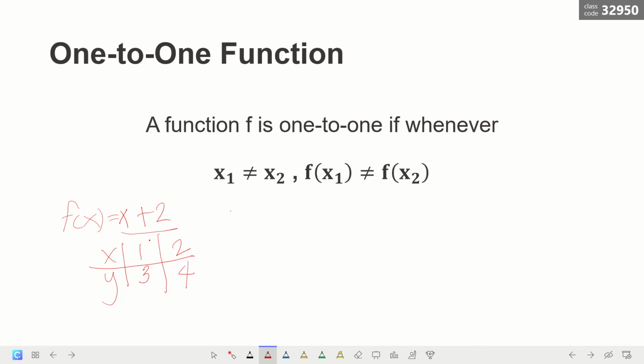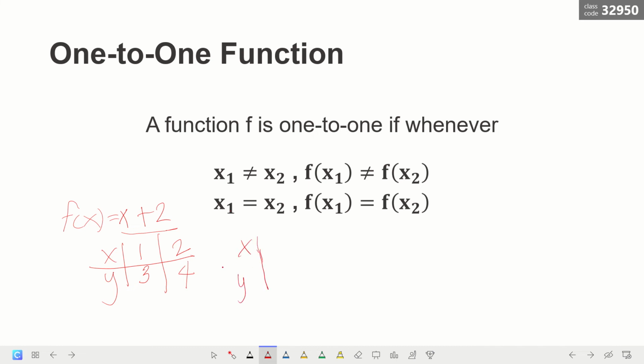So whenever the value of x changes, the value of y should also change, and there is no repetition of y values. For example, when 2 is input into this function, it can no longer result in 3, because that is already the value of 1. So if this is the case, then our function can be defined as a one-to-one function. Now, the second part says that whenever x of 1 is equal to x of 2, f of x of 1 is equal to f of x of 2.